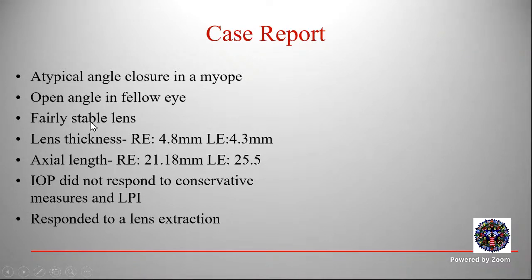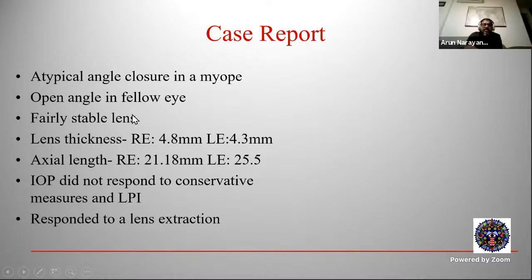Right. So the lens was fairly stable, not subluxed. We got some biometry information. The lens thickness was different. The right eye was thicker. Axial length was shorter in the right eye.